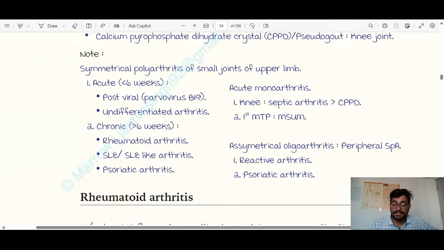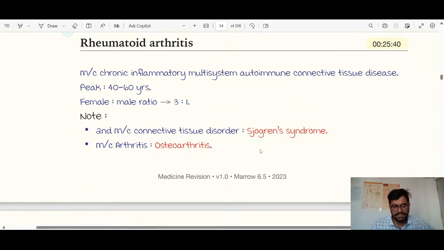Now I'm talking, guys, about a very important topic: rheumatoid arthritis. That is one of the best topics I have ever seen, my favorite topic in medicine. If somebody asks me, I will tell them that my favorite topic is rheumatoid arthritis. It is the most common chronic inflammatory multi-system autoimmune connective tissue disease. The peak range is 40 to 60 years. Female to male ratio is 3 to 1. Note: the second most common connective tissue disorder is Sjogren's syndrome. The most common arthritis is osteoarthritis.